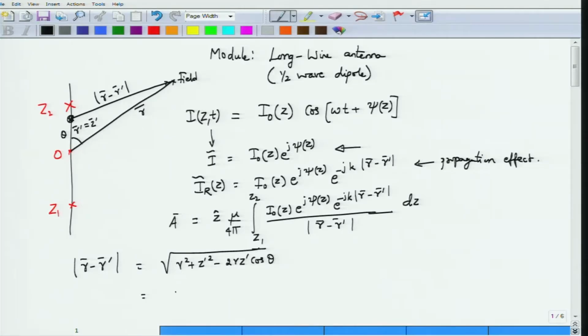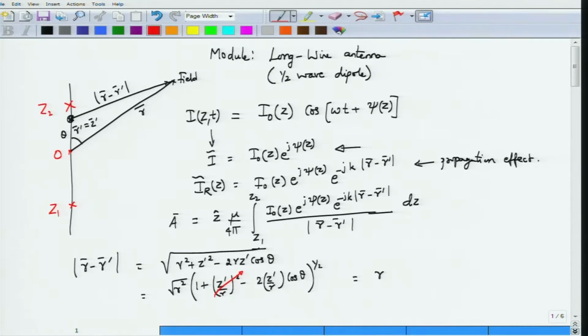So, I can pick r squared out. You have 1 plus z prime by r whole squared minus 2 z prime by r cos theta. I hope that I have obtained this correctly. There is a half power, and because there is a square root of r squared, the square and the root cancel each other, and you get r times this factor. Now, in this factor we will neglect the term z prime squared by r squared, because this is a second order term.